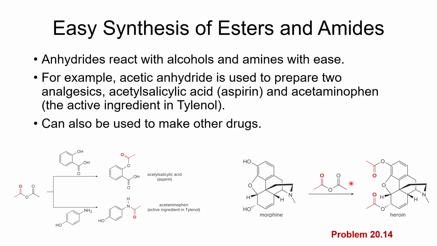But if you take morphine and you treat it with acetic anhydride, you can convert it into heroin, which is actually more potent than the morphine was to begin with. It's also very dangerous and very easy to get addicted to. When they were first making it, they thought that they were making one that was less addictive than morphine. They were wrong. All right, we're going to look at number 14 on the in-class assignment.